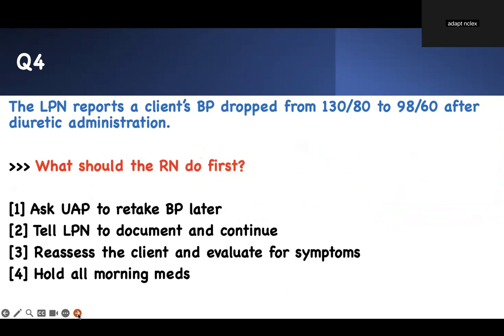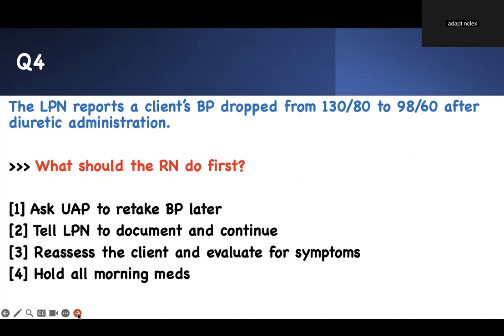This is number 4. This is very specific. You may see these questions multiple times. They may change the way it is because it's a concept that is available in terms of the UAP, LPN, RN, and tasking and delegation. What should the RN do first?